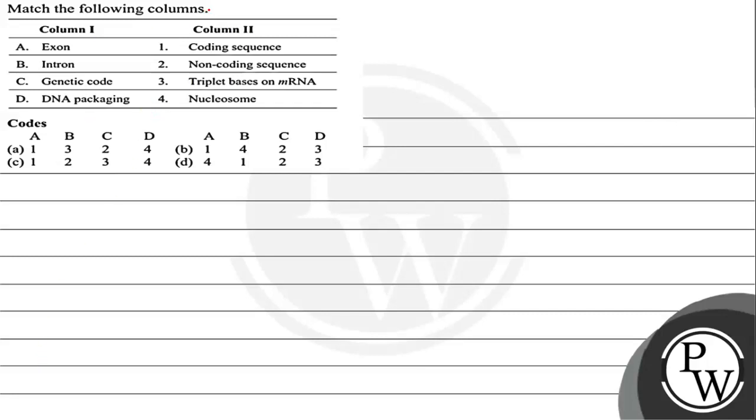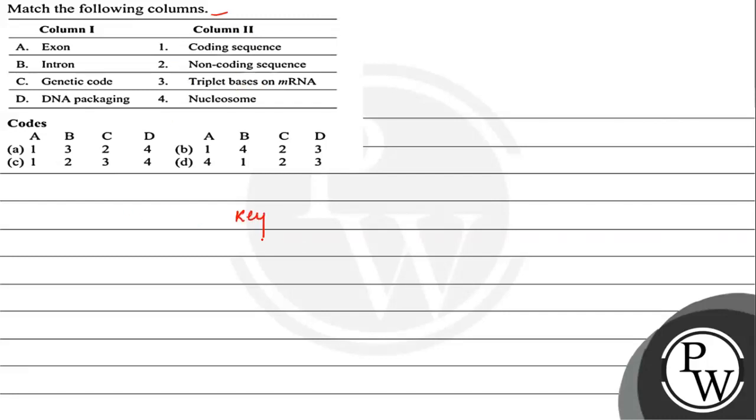The question says that we have to match the following. The columns are column 1 and column 2: exon, intron, genetic code and DNA packaging. So, basically we have to match the related terminologies. So, we will be looking into it.